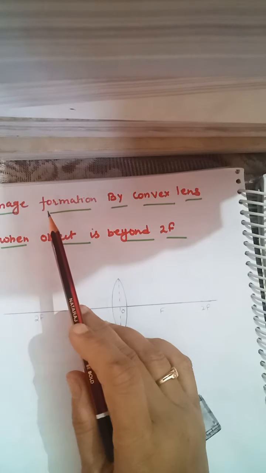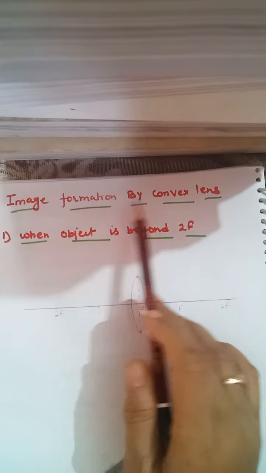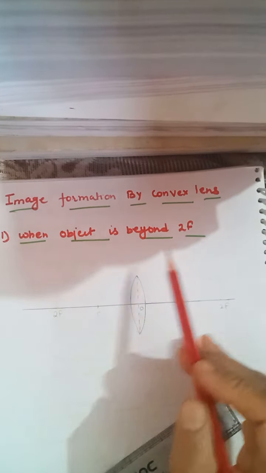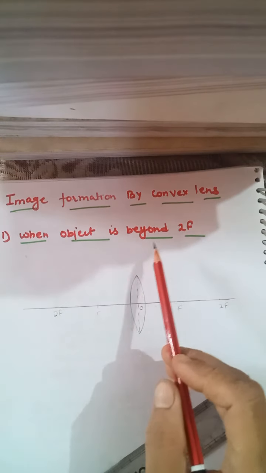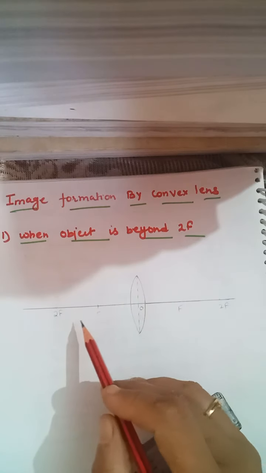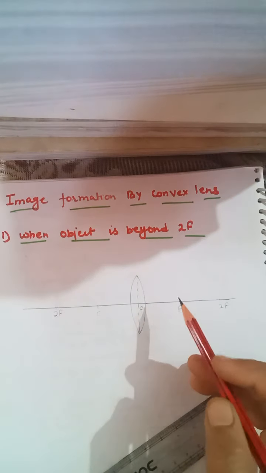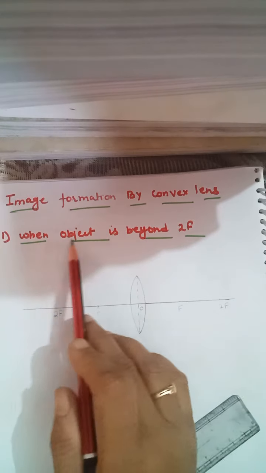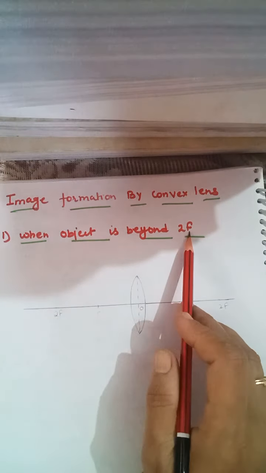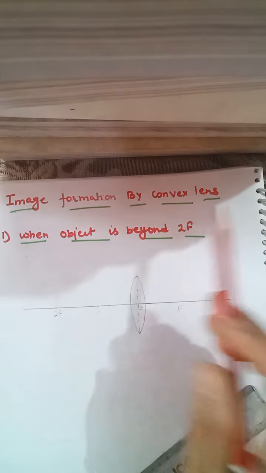Here in this video I am going to explain to you about the image formation by the convex lens, how you will make the image formed by the convex lens for the different positions of the object. So here one condition I am going to discuss with you, that is when the object is beyond 2f. What is 2f? 2f is the position of the center of curvature.